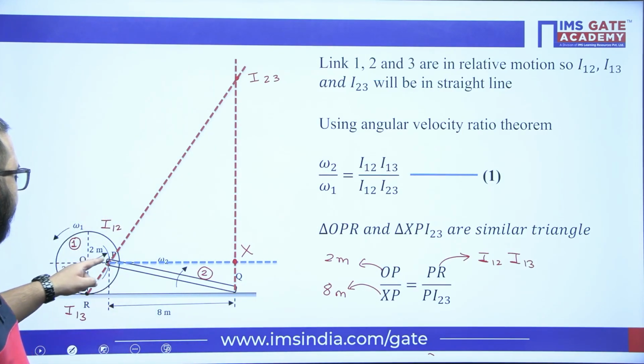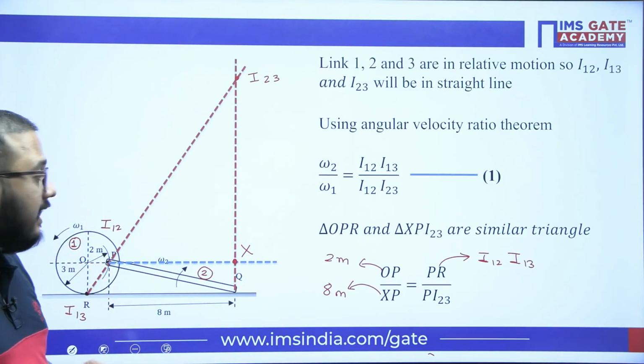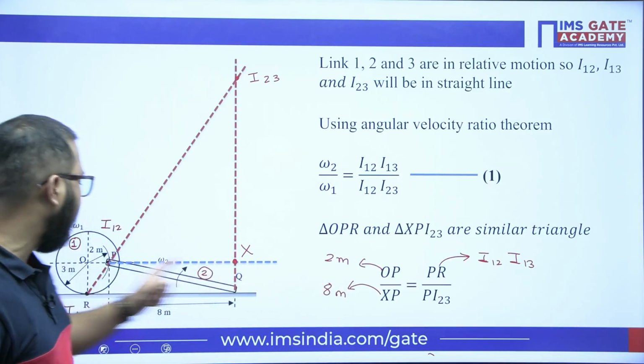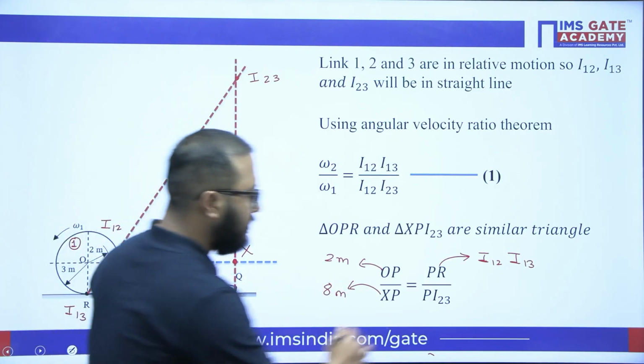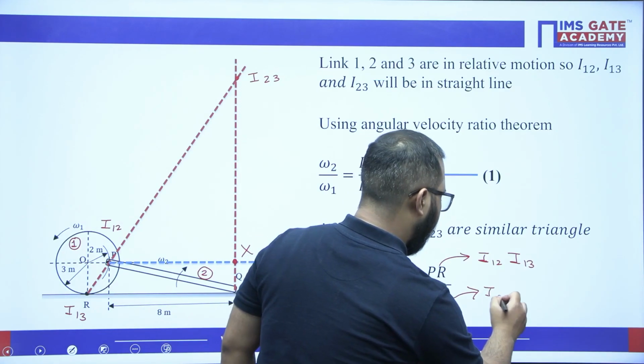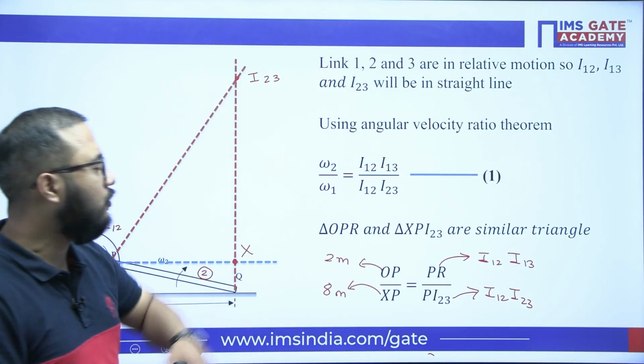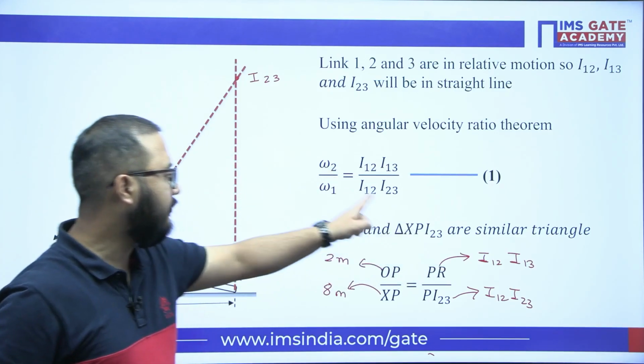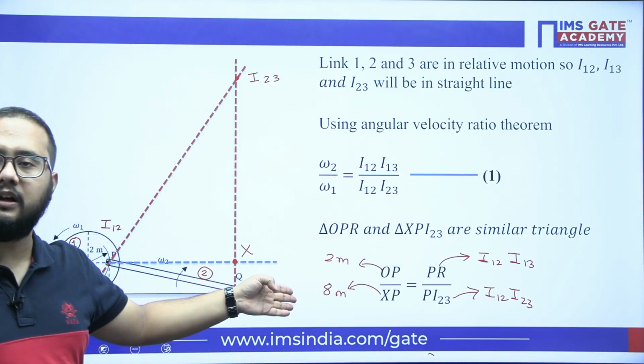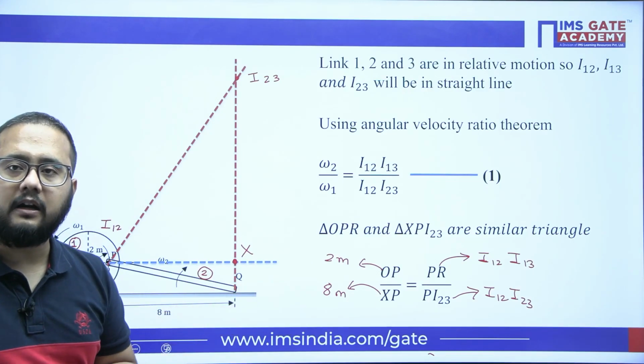So this is I12 and this is I13. Now P again, P is the I12 point. So this is the distance of I12 and I23. And what we need to find out? I12 I13 over I12 I23. Yes, this ratio we already got from the similar triangle property rule.